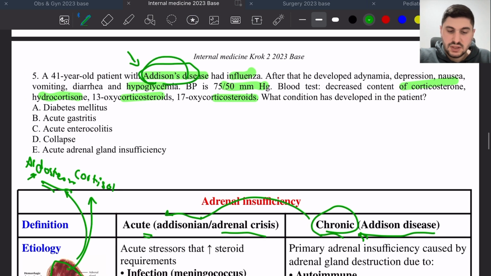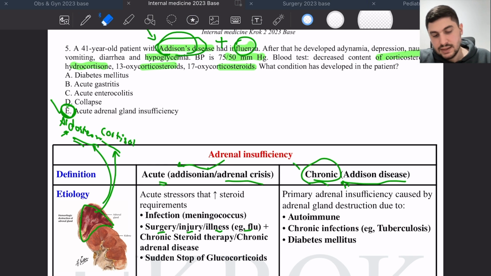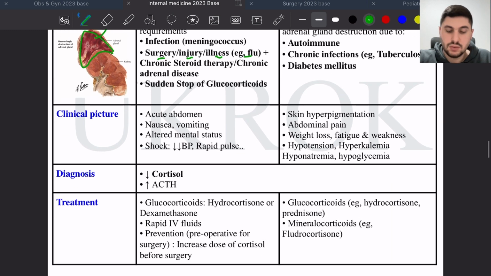So what happened here is that Addison's disease plus influenza, an acute stressor, then Addison's disease will turn into acute adrenal gland failure, evidenced by decreased cortisol levels, which are the products of the adrenal gland, and decreased blood pressure. All of these are acute manifestations. So what happened here is acute adrenal gland insufficiency. Adrenal insufficiency, important topic for Krok, both acute and chronic adrenal insufficiency, so make sure you know about it and different types.